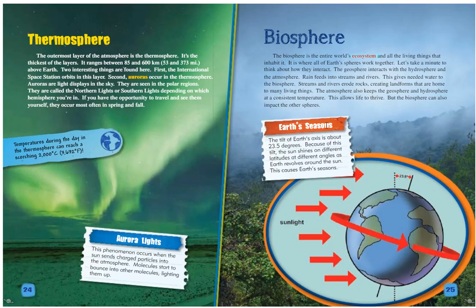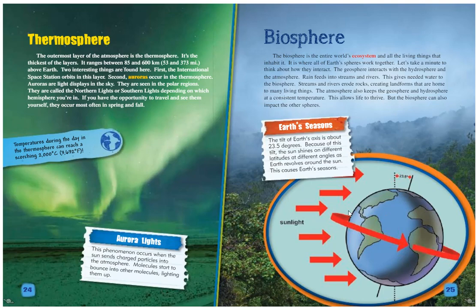So quick note, what is it that causes the Earth's seasons? Well, the tilt of the Earth's axis is about 23.5 degrees. So as the Earth rotates on its axis, it's actually tilted a little bit. Because of this tilt, the sun shines on different latitudes at different angles as the Earth revolves around the sun. This causes Earth's seasons. So because of the Earth's tilt, that will cause sunlight to hit certain parts of the world more directly than others.